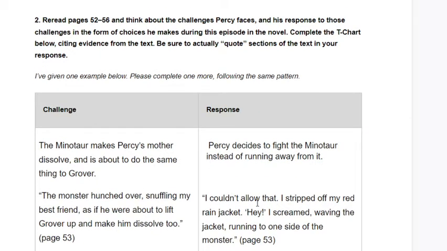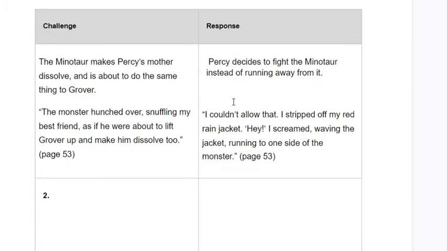Okay, this is kind of the fun one. Reread pages 52 to 56 and think about the challenges Percy faces and his response to those challenges in the form of choices he makes during this section in the novel, during this episode. Complete the chart below, citing evidence from the text, and be sure to actually quote sections of the text in your response. I gave you one example, so you can just follow this example and find another challenge and a response that he gives. So the challenge here, look at this closely: the Minotaur makes Percy's mother dissolve and is about to do the same thing to Grover. That will be the summary of the challenge, and the evidence is right below that.